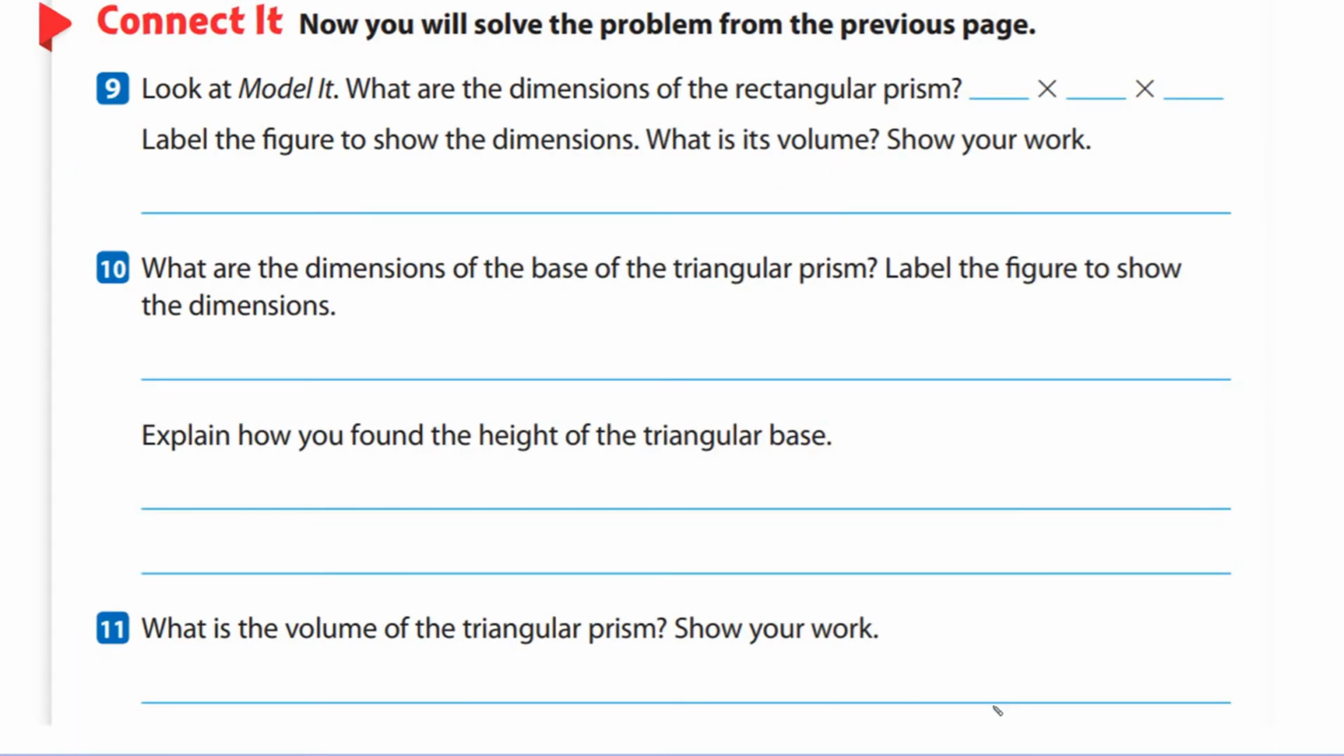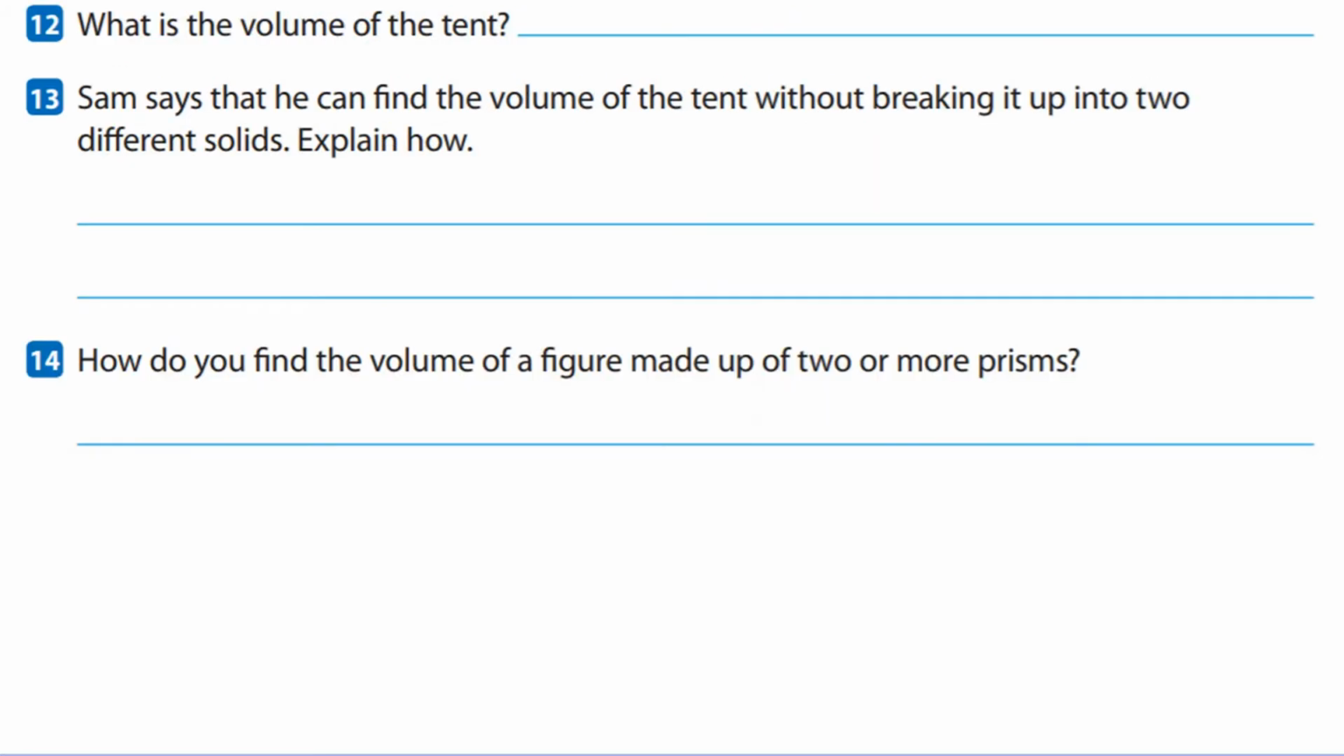Now we're going to solve questions number 9 through 14. Now question 9. Look at, model it. What are the dimensions of the rectangular prism? Label the figure to show the dimensions. What is its volume? Show your work. Question 10. What are the dimensions of the base of the triangular prism? Label the figure to show the dimensions. Then explain how you found the height of the triangular base. Question 11. What is the volume of the triangular prism? Show your work. Question 12. What is the volume of the tent?